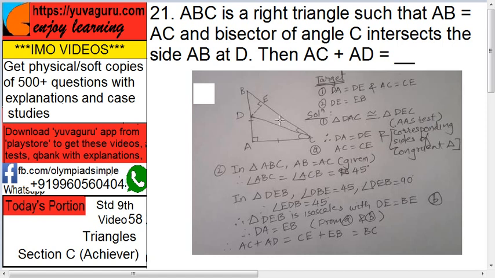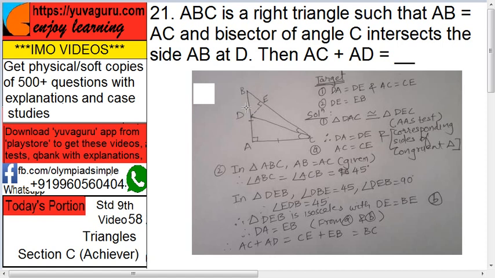So these two triangles are congruent now: triangle DAC is congruent to triangle DEC. Once these triangles are congruent, we can definitely say that DA equals DE. Why? Corresponding sides of congruent triangles. Similarly, AC equals EC. Why? Corresponding sides of congruent triangles, right? So the first target is proven. Now the second target, DE and EB. These two we have to prove.